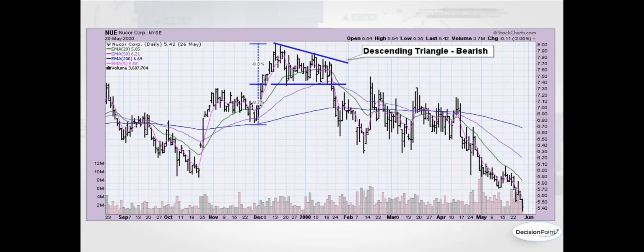Now, I do calculate targets on the descending triangle, and I do it on the ascending triangle as well. Basically, you're looking at the back part of the pattern, that height, and then you add that to the bottom of the pattern, and that gives you the downside target, which was down here, and which it did eventually hit. So this was a pretty important top here on Nucor, and we lost that support level, and away price went on to the downside. So flat bottom, declining tops is your descending triangle.